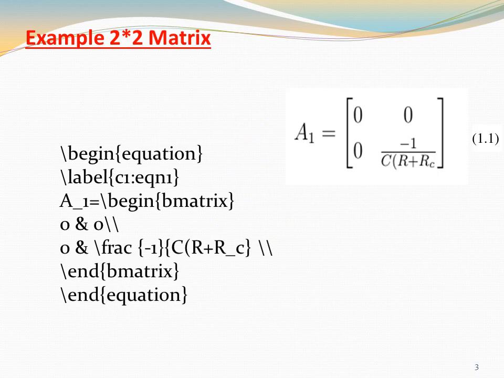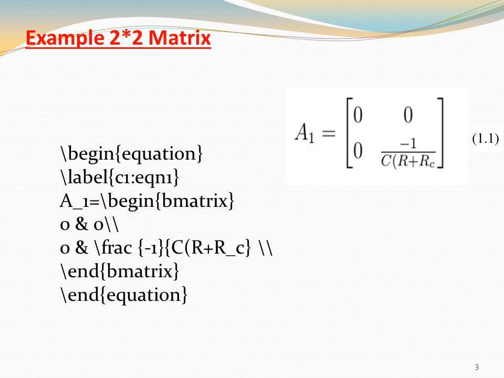Now let's see one 2 by 2 matrix. The given matrix is A1 equal to 0, 0 and 0, and some expressions. This is labeled with equation 1.1, that is chapter 1 equation 1. So it's labeled as C1 equation 1 and begins with \begin{equation}. Now the matrix starts after A underscore 1 equal.